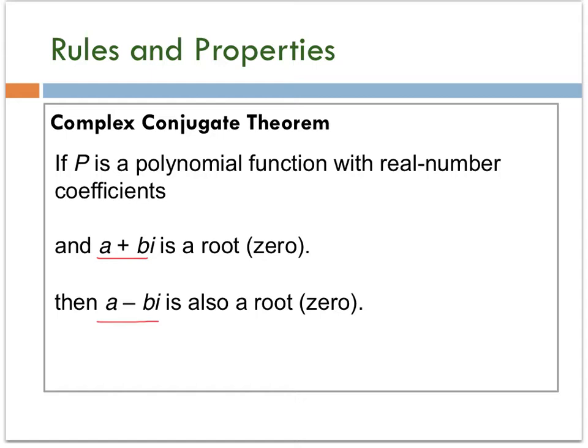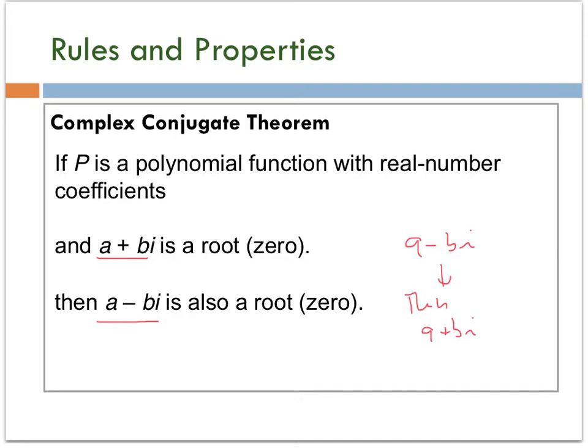So I'll throw a couple quick examples out there. We'll do a problem, and then we'll talk about how the complex conjugate theorem is a part of that. And it also is the fact that if a minus bi is a solution, then a plus bi is also a solution.